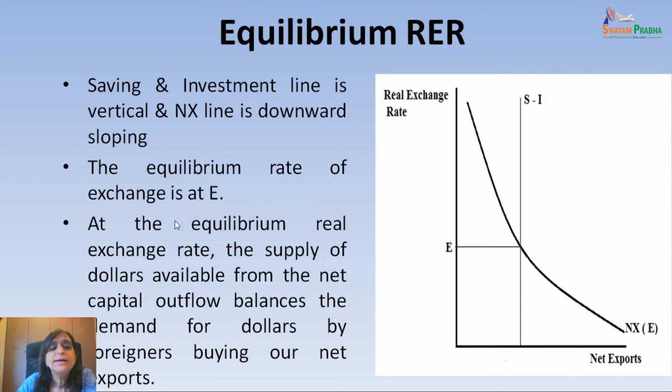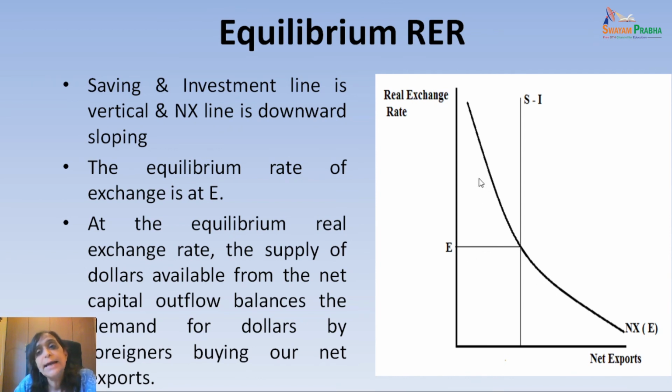So, at the equilibrium real exchange rate, the supply of dollars, in the case of India, if you are talking about the US as foreign currency, available from net capital outflow balances the demand for dollars by foreigners buying our net exports. So at equilibrium, this S minus I, that is net capital outflow, becomes equal to net exports. But above point E, we see a higher real exchange rate. Therefore, net exports are negative. Below E, net exports are positive.